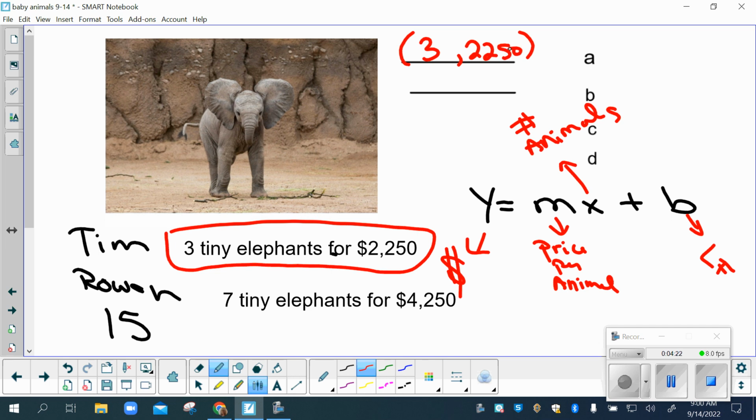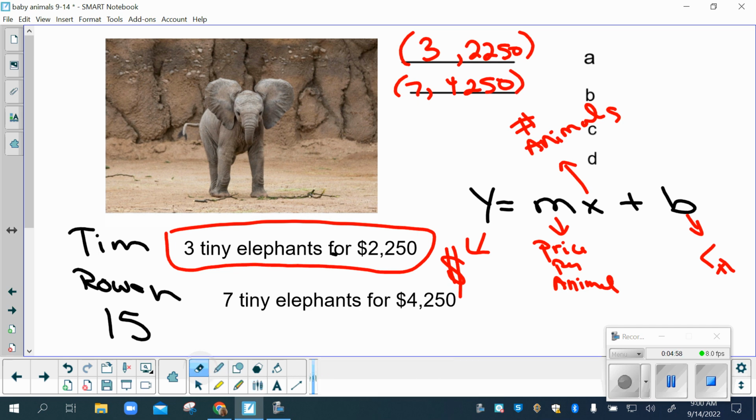We are literally doing what we did yesterday, just genuinely doing it in a real life situation, baby animals, and bigger numbers. And then we're going to use Rowan's data, right? So 7, comma, 4250. Is everybody cool with that, right? So we need 2 bits of information. We need to know the price per animal, the m, the slope, and then we need to know the licensing fee. And we have all the information we need to do that.